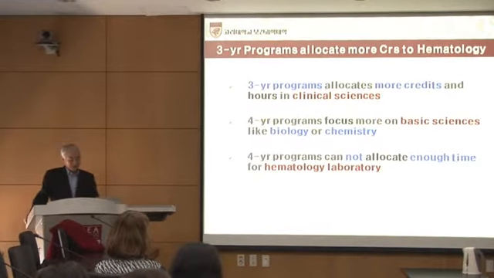결론적으로 말하면, 3년제 대학에서는 그래도 상당히 많은 시간을 임상 과목에 할당할 수 있습니다. 하지만 4년제 대학은 생물학이라든가 화학 같은 기초 과목에 시간을 더 많이 할당하게 되고, 그 외에 교양 과목들을 먼저 이수해야 되기 때문에 실제 전공 과목을 끼워 넣을 자리가 없습니다. 그래서 충분한 혈액학 시간을 넣지 못하고 있습니다.